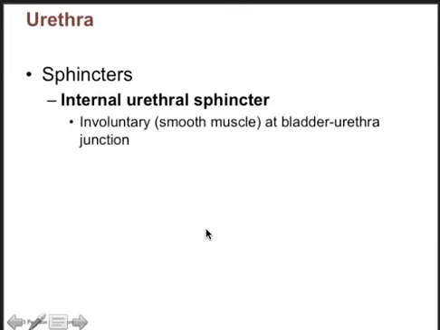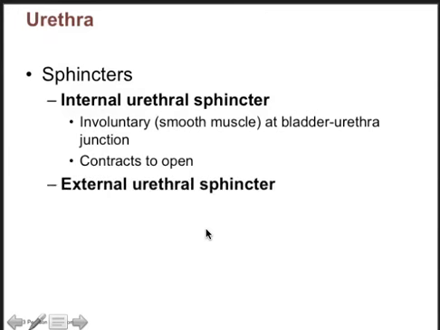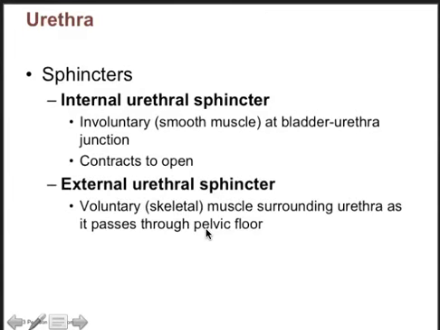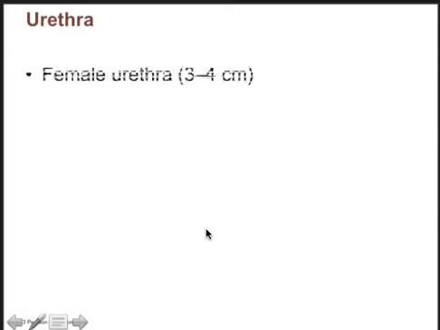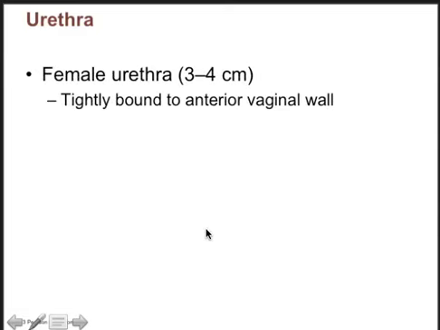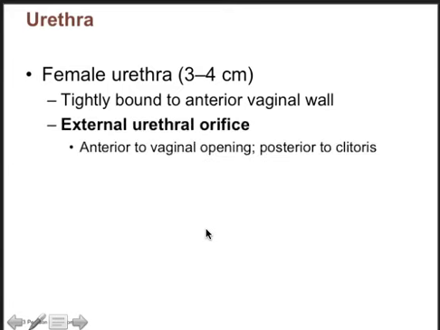The internal urethral sphincter is smooth muscle. It's under involuntary control and it's situated at the bladder-urethra junction. It contracts in order to open, while the external urethral sphincter is skeletal muscle surrounding the urethra as it passes through the pelvic floor. The female urethra is 3 to 4 centimeters long and it's tightly bound to the anterior vaginal wall, and the external urethral orifice is anterior to the vaginal opening and posterior to the clitoris.